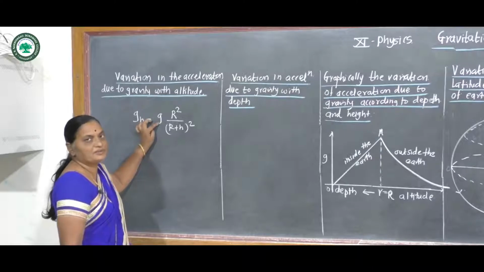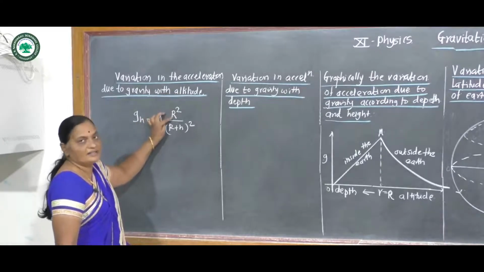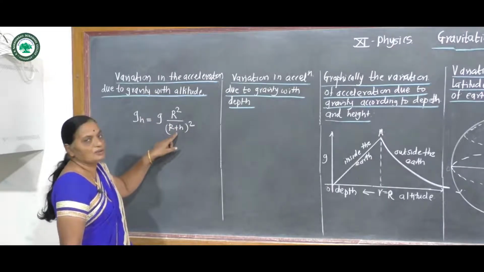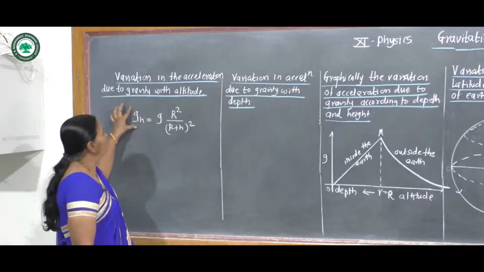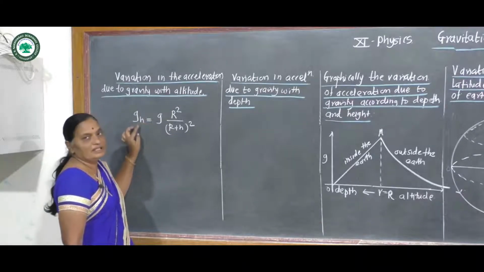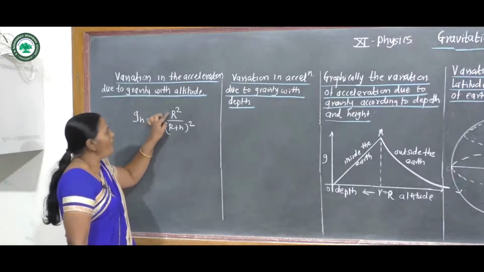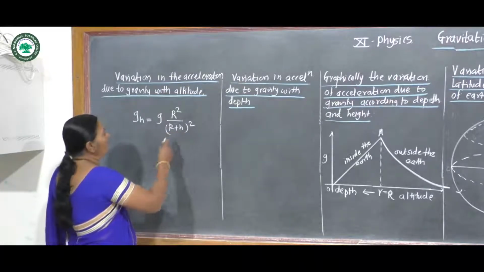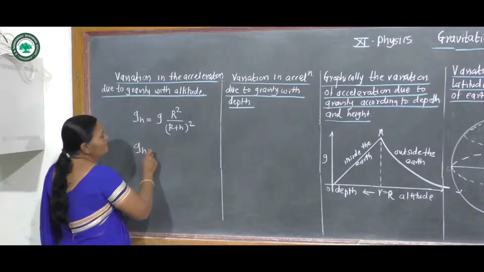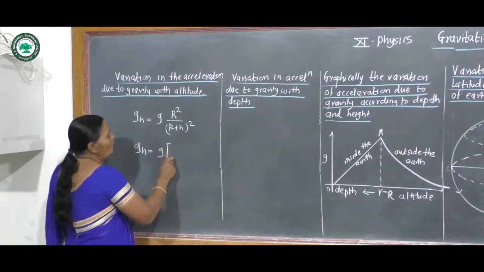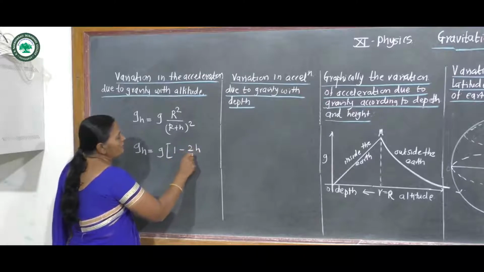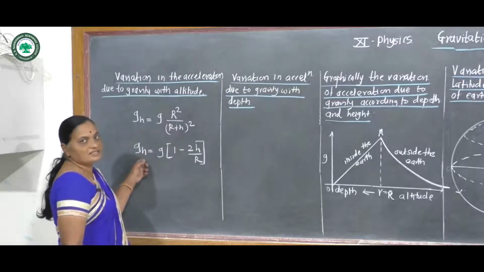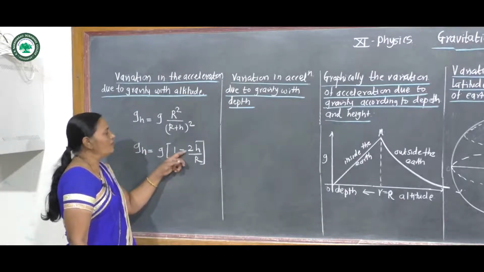g is the acceleration due to gravity on the earth's surface. R is the radius of earth. R plus h is the radius of circular orbit. Now the acceleration due to gravity with altitude is g_h is equal to g R² divided by (R + h)². If we simplify this equation, we get g_h is equal to g into (1 minus 2h divided by R).